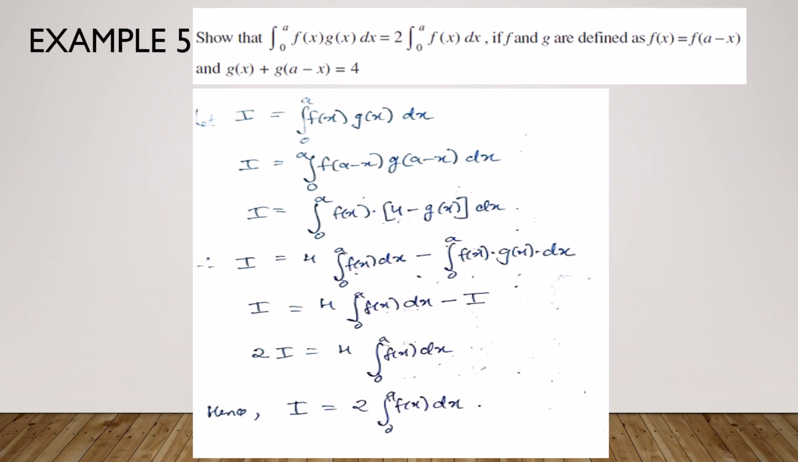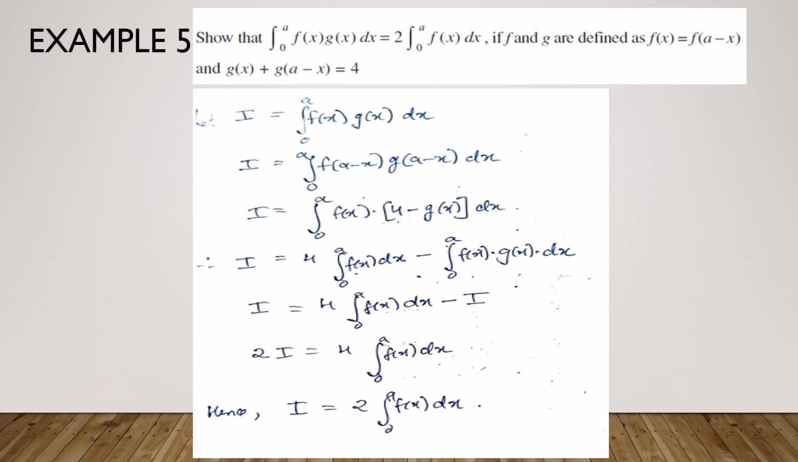Next one, show that integral 0 to a f(x) g(x) dx is equal to 2 into integral 0 to a f(x) dx, if f and g are defined as f of x is equal to f of a minus x and g of x plus g of a minus x is equal to 4. Now this is to demonstrate the simple use of the property which we have seen. Integral is 0 to a f(x) g(x) dx. Now you know if it is integral 0 to a, you can write a minus x instead of x.